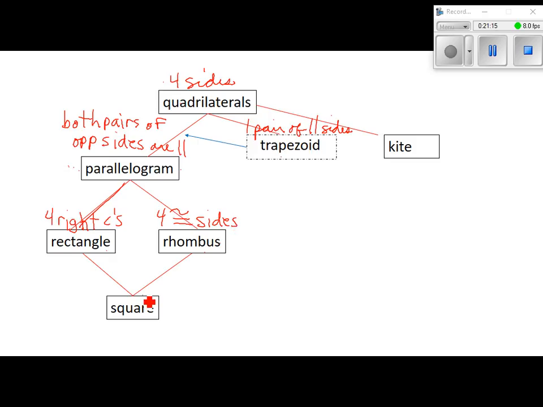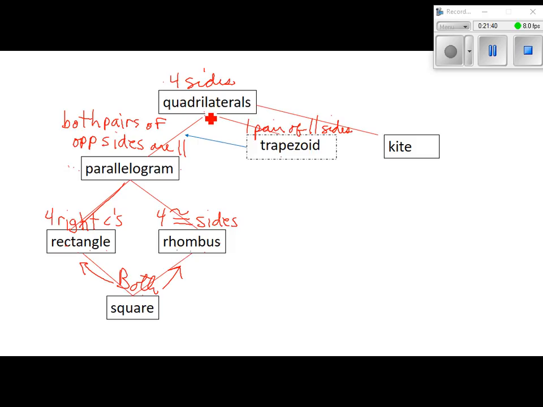To check to see if something's a square, all we do is we have already checked to see if it's a rectangle. We've already checked to see if it's a rhombus. If it's both a rhombus and a rectangle, then we call it a square. If it's only one or the other, then we can't call it a square.